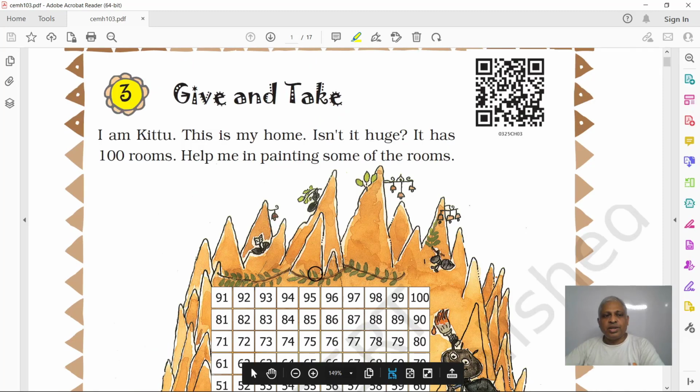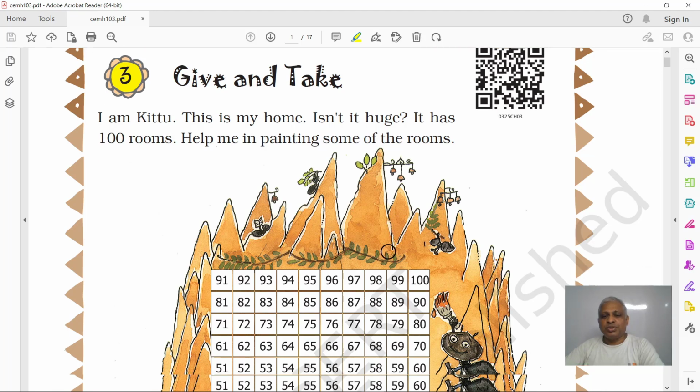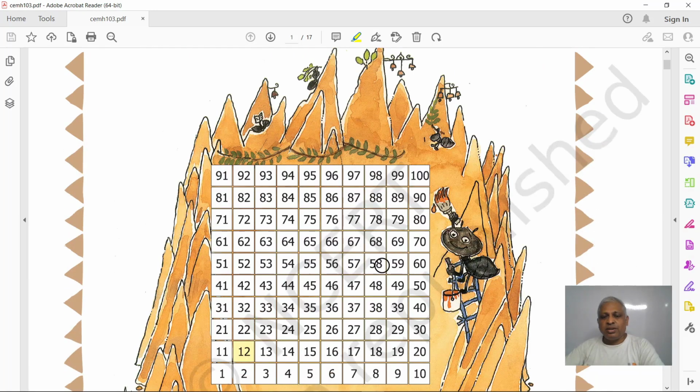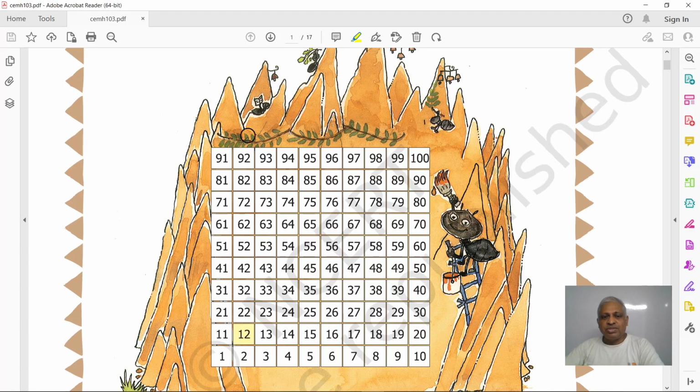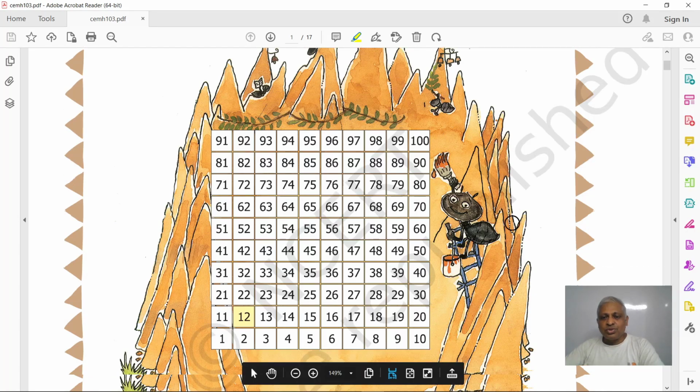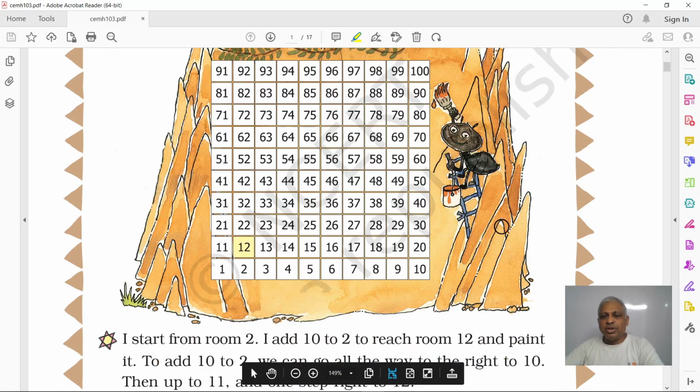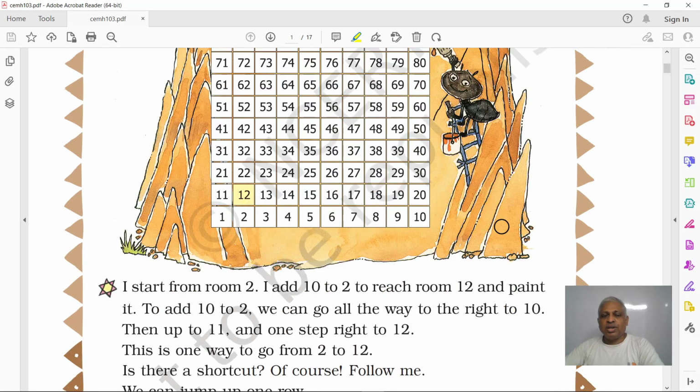Okay, so here the question is, I am Kitu, this is my home and it has 100 rooms. Help me paint some of the rooms. This is Ant's villa, it has 100 rooms. It wants to paint the rooms, maybe not all the rooms. So what it says, I start from room number 2.